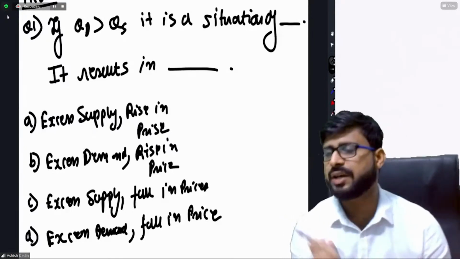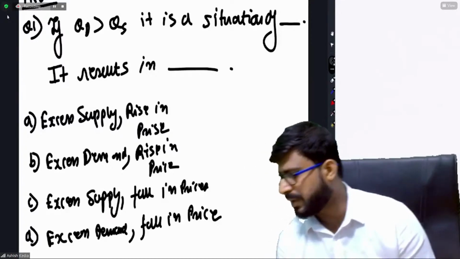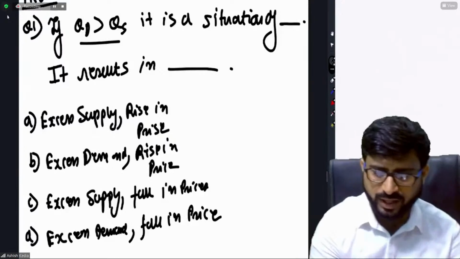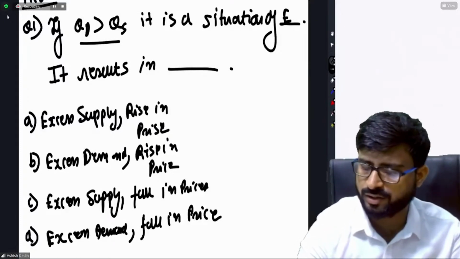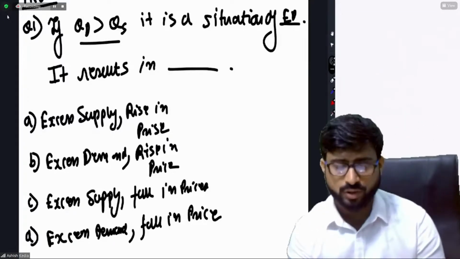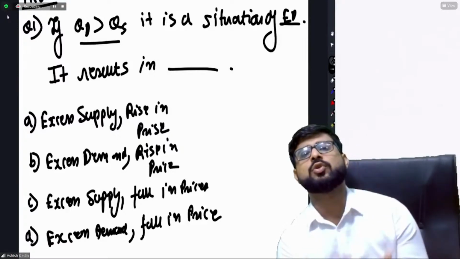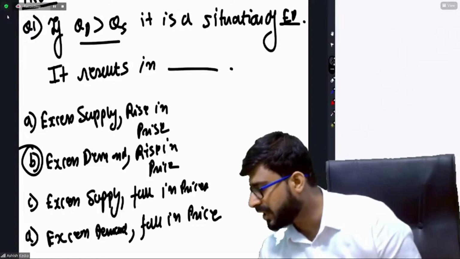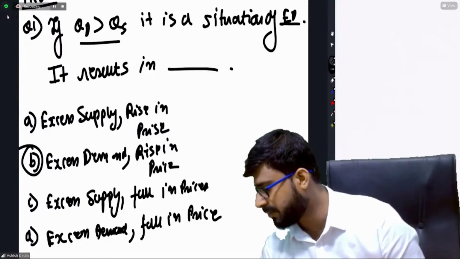Very good. So see, everybody, the answer is very simple. Since demand is greater than supply, obviously it is a situation of excess demand. What would it result in? When demand is greater, prices rise. So the correct option is B, everyone.